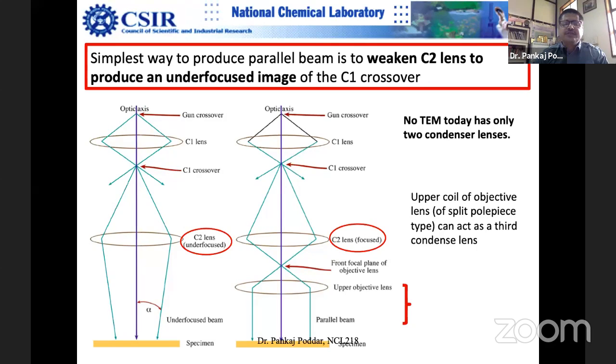Yesterday also somebody asked me. I was in a meeting with the industry last evening, and that scientist asked me how to take care of magnetic samples. So now you know that you can just use C1 and C2 and turn off the upper objective lens, right? If you do not turn it off, then this lens in fact helps you to make a very nice parallel beam, even quite nice actually. You can see that, right? Any question here?